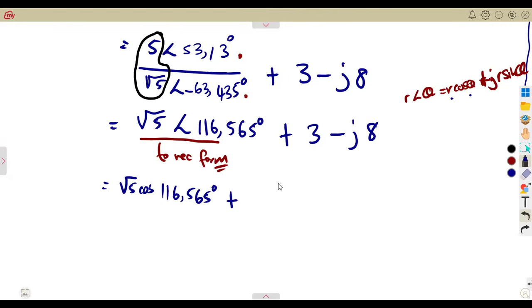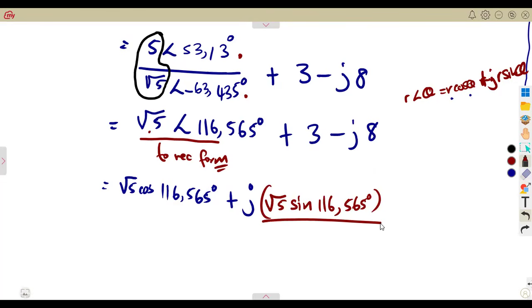Okay? Plus the imaginary part, which is going to be j sine. So we are going to have the sine of the same thing, right? So there's an r there. So our r is square root of 5. So that's r sine theta, which is 116.565. So this is representing the imaginary part. So we've got plus 3 minus j8, which is this part that we had before.